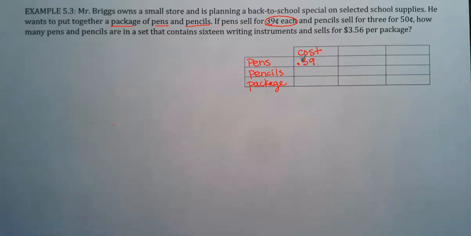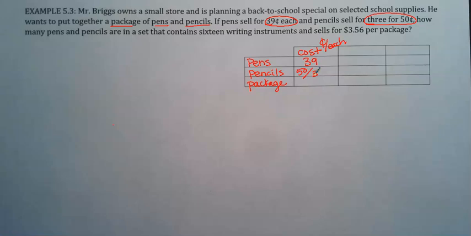So pens are 39 cents each. I need a decimal in there. And, well, I guess you wouldn't have to if you did it. We could do cents per each. If you did cents, you wouldn't have to put the decimal. Because sometimes I know you don't want to deal with the decimals, right? You'd rather have whole numbers. So that's cool too. It's kind of just how you set it up. As long as you keep it consistent, that is key. The pencils sell for 3 for 50 cents. Okay, so that's just going to be 50 divided by 3 for there.